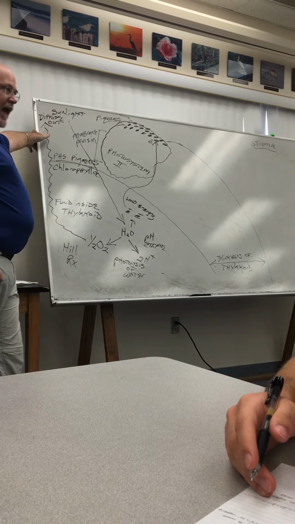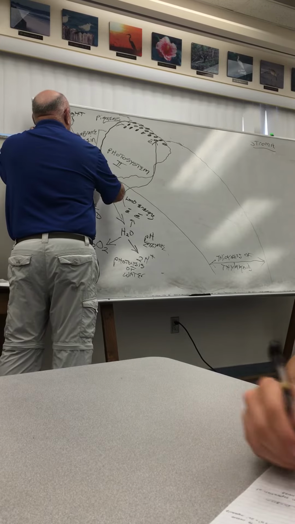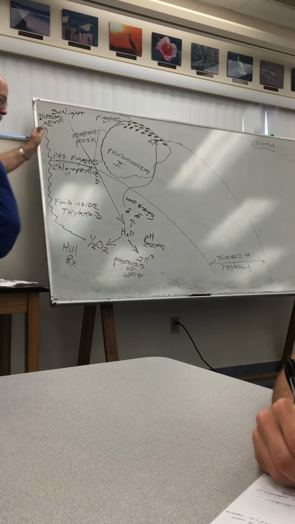It's called chlorophyll A. There's another one called chlorophyll B, with a small-case letter B after it.